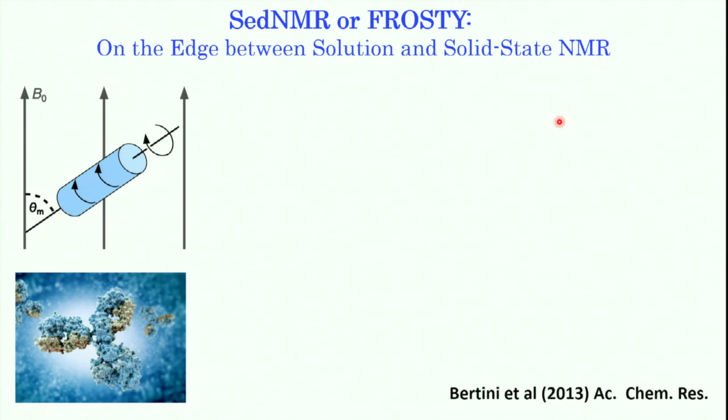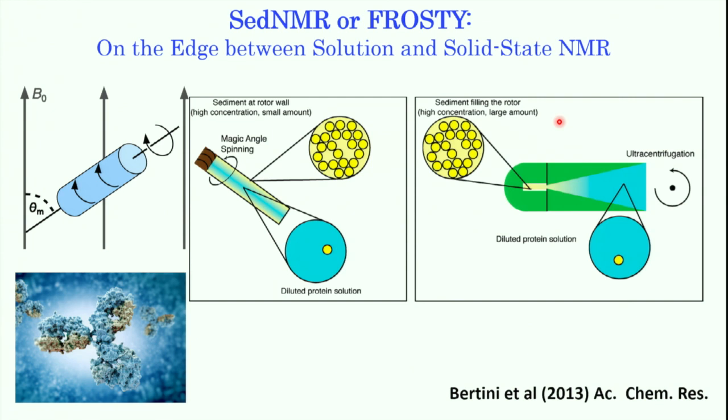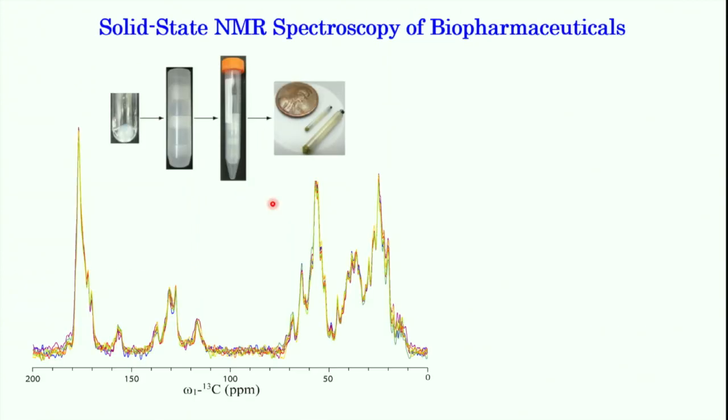So we use sedimented solute NMR, which is on the edge of solution and solid state. You can pack your biopharmaceutical in a rotor and spin very fast. All the molecules will sediment on the wall, and then you can record the spectrum beautifully. So here one can see my molecules are sedimenting, and you can really record a beautiful spectrum. Here that's what we do. We centrifuge it, pack it in the rotor like this, and spin at very high speed, like 30 kilohertz or so.